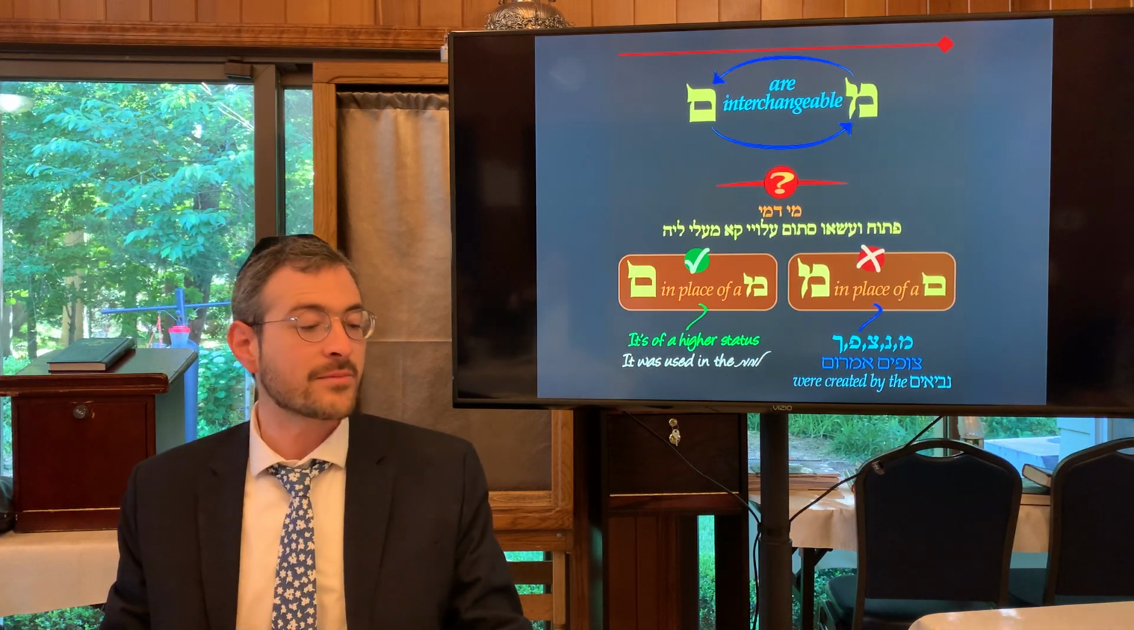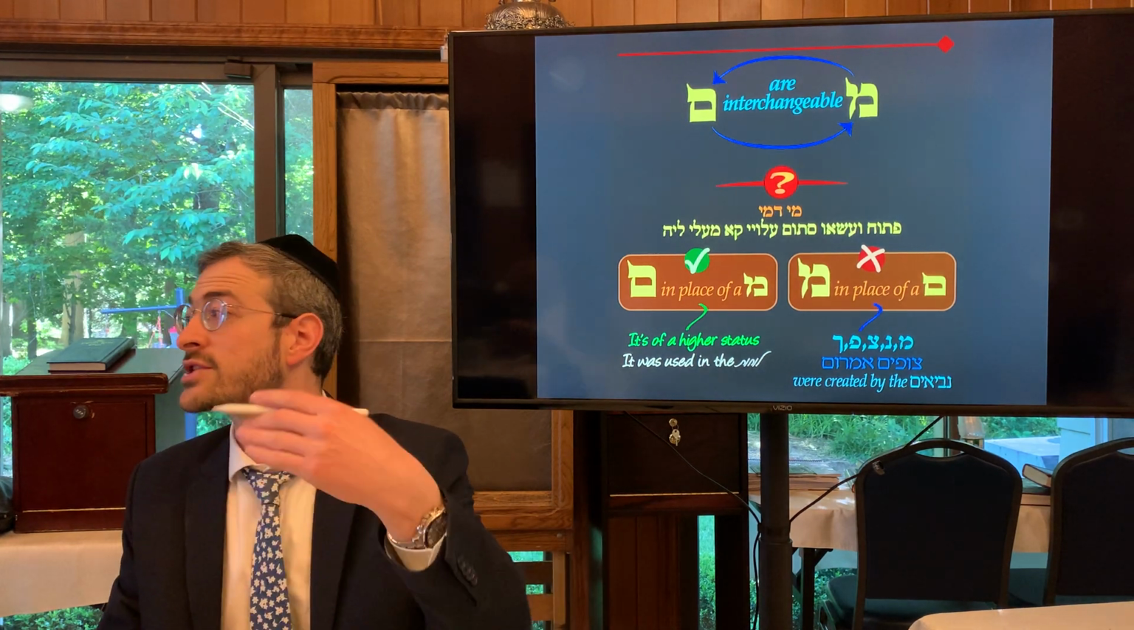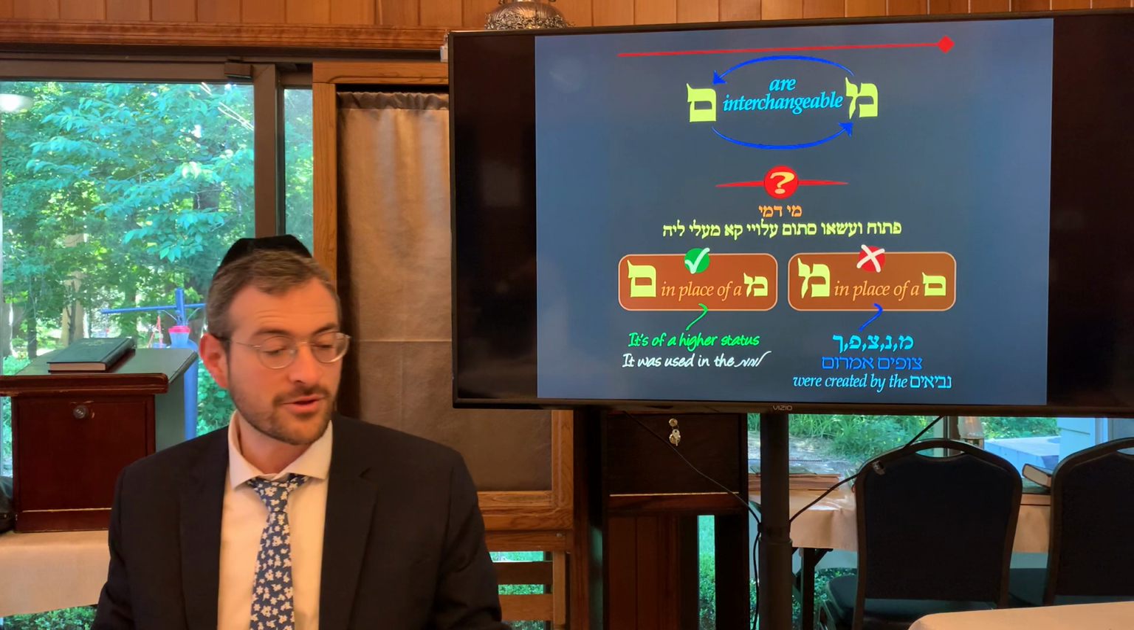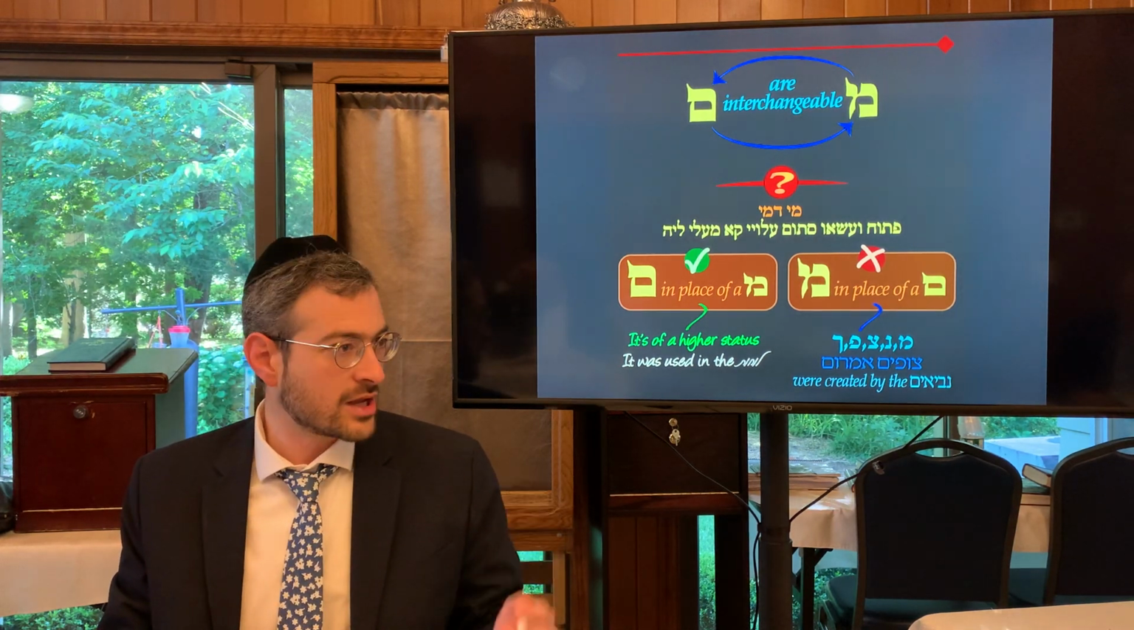If you place a regular mem in place of an end-mem, you're writing Shem, but instead you're writing Shmuel or Shimon, and you stop after the mem. Although it's an open mem, it's as if you wrote an end-mem, so that's going to be a shem katan and a shem gadol, like we said.